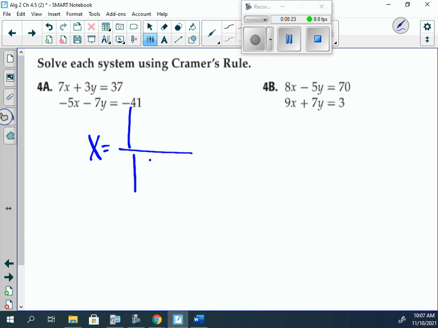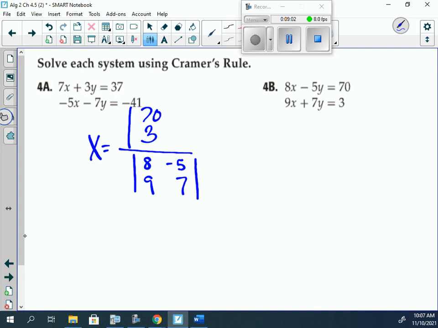Now the determinant on bottom is going to be 8, negative 5, 9, and 7, yes? The determinant on top would be what? Almost. 37 and negative 1 would go first, because if we're solving for x, we replace the x values. You just mixed them together. Oh, geez. Thank you. 70 and 3. Yep. I got that too close to the first one and just was going right down.